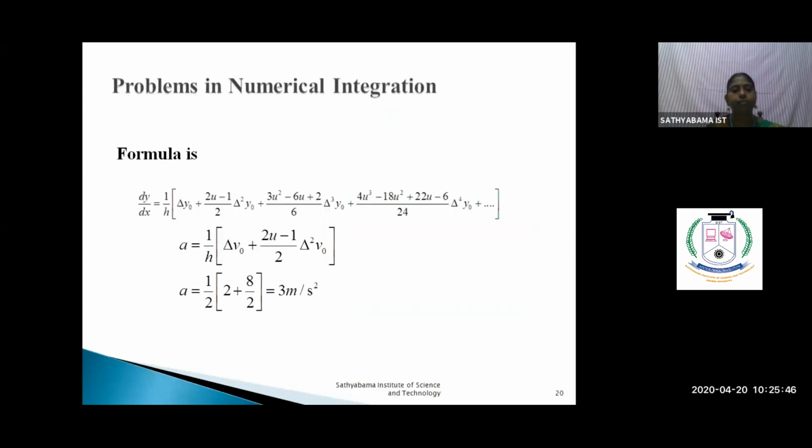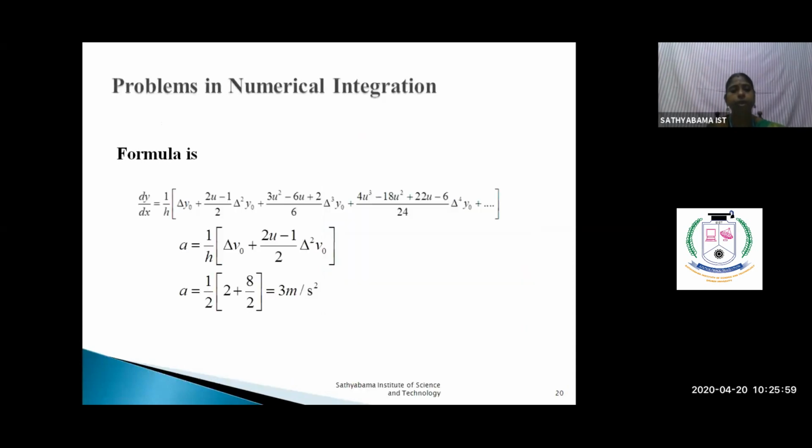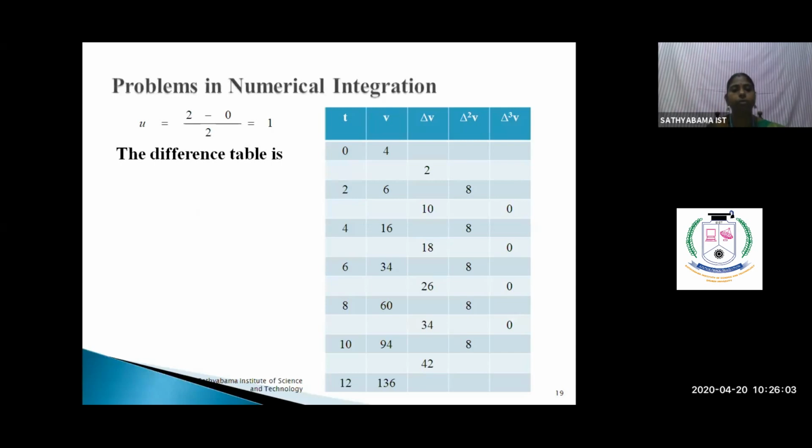So delta v naught is what? 2. This value, the first entry of the delta v values, that is delta v naught is 2, delta square v naught is 8. Okay. So I have written 2 plus 2u minus 1. So you have to calculate u. What is the formula? X minus x naught by h. X is t here. T minus t naught. So t is 2 minus t naught. The first value of t is t naught, that is 0. So 2 minus 0 by 2, that is equal to 1.